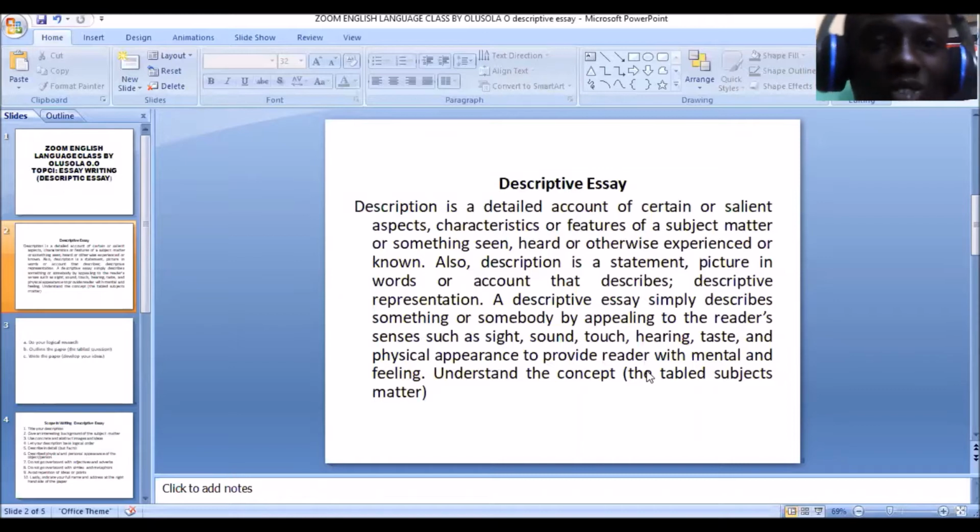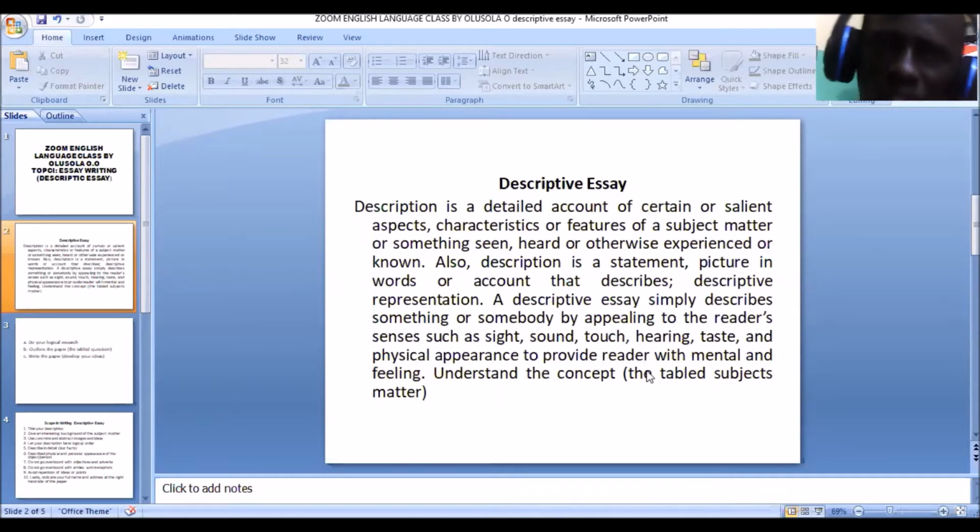You may be required to describe a person or a friend. You may be required to describe an object. It could be an animal or a rock. You may be required to describe any area of interest that is in consonance with the examination body, and so on and so forth.